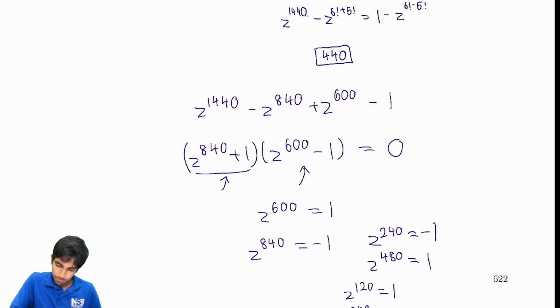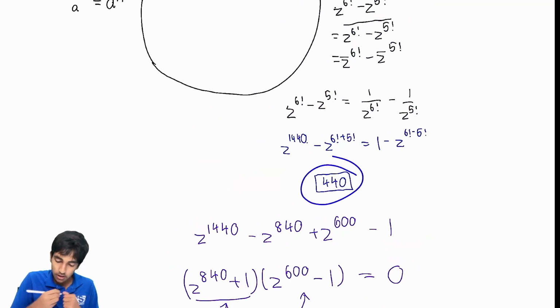So that's a contradiction. If there was a value of z that satisfied both of these equations, we would be at a contradiction. So therefore, there's no double roots. All of our roots are distinct, and we're good. This is the correct answer.